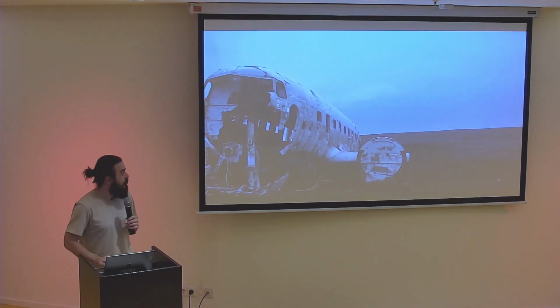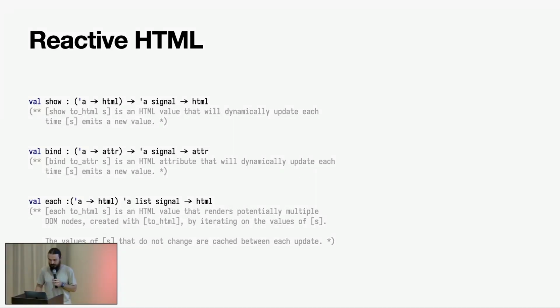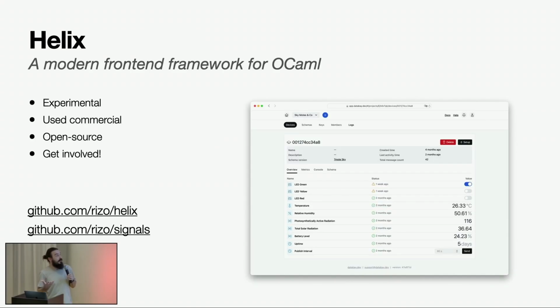So going back to my slides, what I've shown you today is essentially a tiny library that I built called Helix. And it's what I call the modern approach to building front-end frameworks in OCaml. And I've defined what modern is. It's still experimental. I'm still building it. I'm still iterating on different things. But it has been used commercially in 2 pretty substantial projects. This is just one of them. It's open source, so if you find this interesting, get involved, reach out to me. Really curious to hear your thoughts on this and your criticism as well.